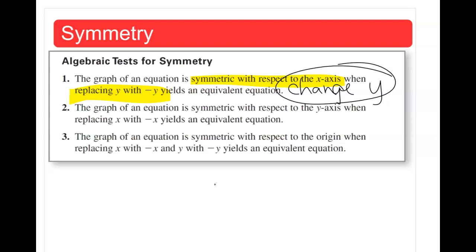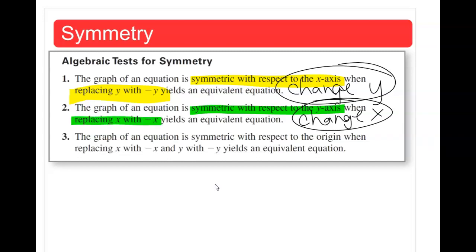So it makes sense that if we're testing for symmetry across the y-axis, we are going to change x to its opposite sign. We will be replacing positive x with negative x. Now, what are we trying to accomplish? We're trying to check if the symmetry is true, and if it is true, we will get an equation equivalent to the original, before we replaced the y with negative y or the x with negative x. And then finally, we have the symmetry across the origin.